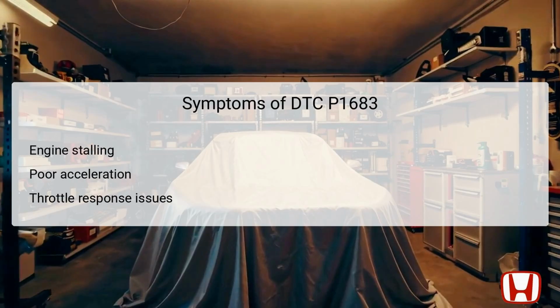The symptoms linked with DTC P1683 can manifest in various ways, primarily affecting vehicle performance. Engine stalling is a common issue, as the throttle may not control airflow correctly, leading to insufficient power. Drivers may notice poor acceleration, where the vehicle does not respond adequately when the accelerator is pressed. Additionally, there can be noticeable throttle response issues. The vehicle may feel sluggish or unresponsive.